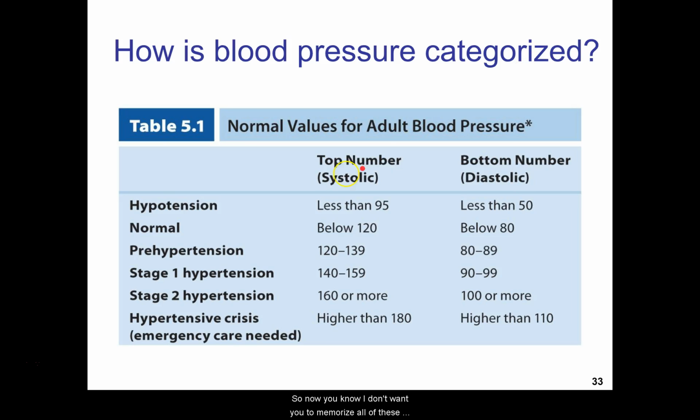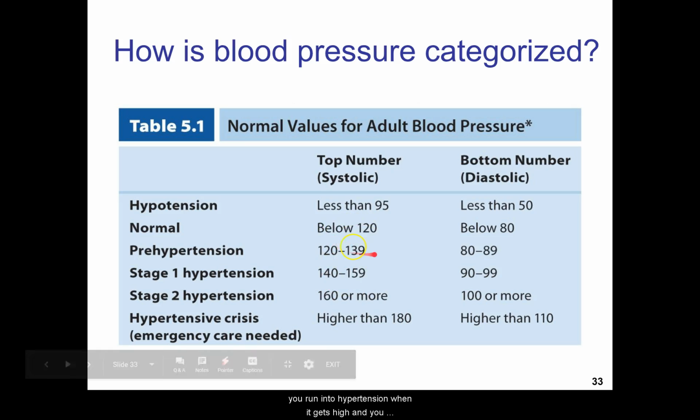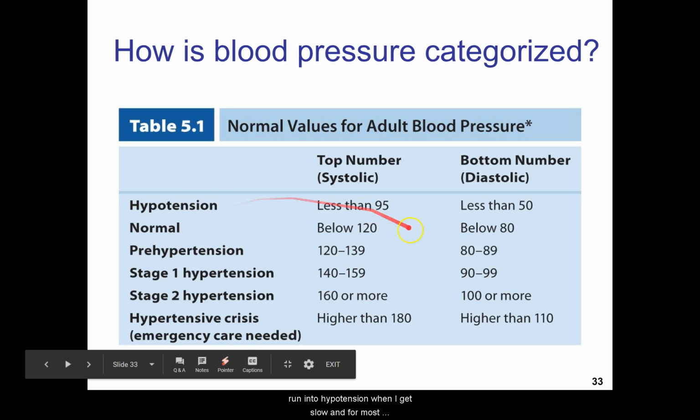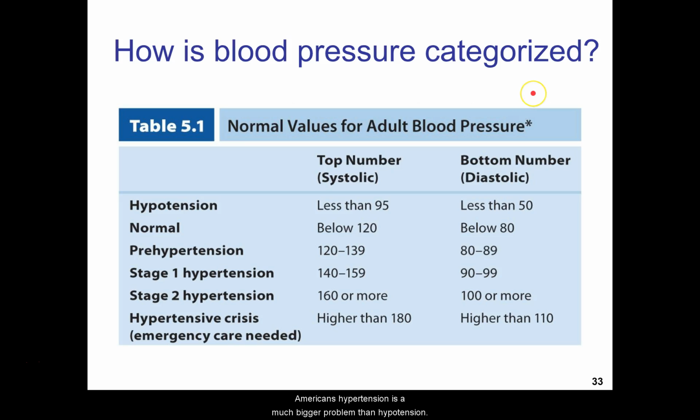So, I don't want you to memorize all of these categories, but something I definitely want you to know is where the normal blood pressure range is and what these deviations mean, or what it means when your blood pressure gets high. So I want you to know that you run into hypertension when it gets high, and you run into hypotension when it gets low. And for most Americans, hypertension is a much bigger problem than hypotension.